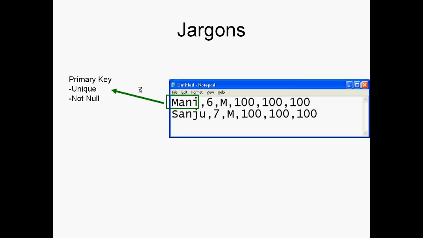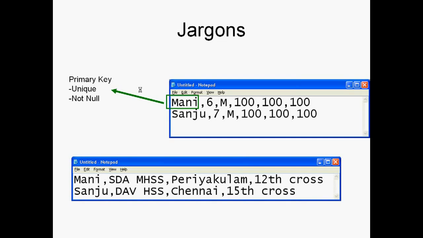Okay, so that is the first jargon, and obviously it should not be null. If it is null, you will not be able to retrieve, right? There is no meaning in it. Okay, so logically it is not working fine. So these are the constraints for a primary key. So primary key should be unique, and it should not be null.